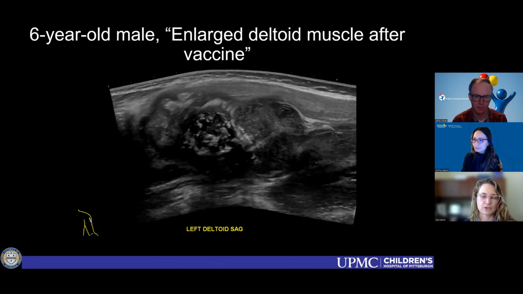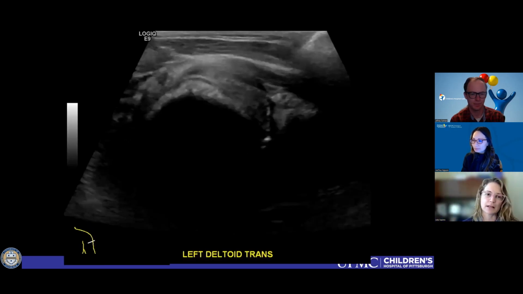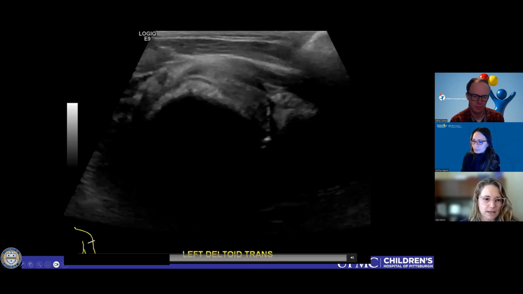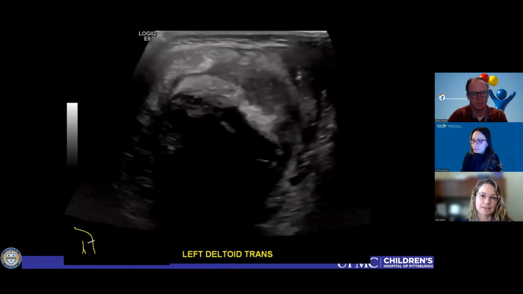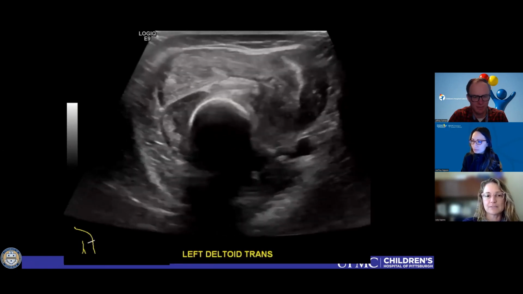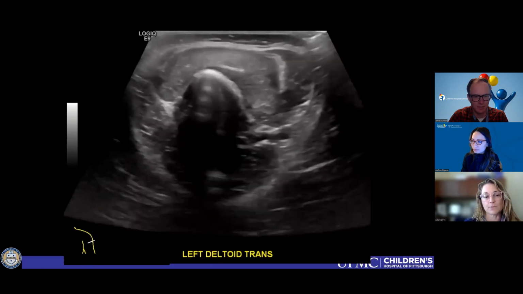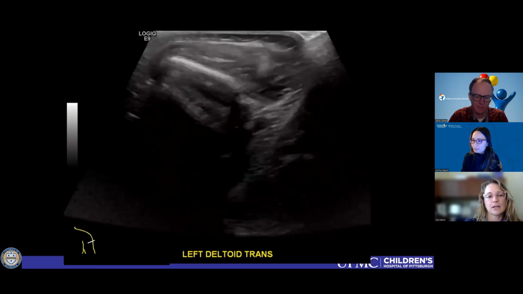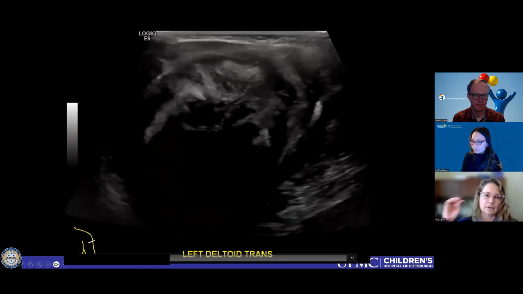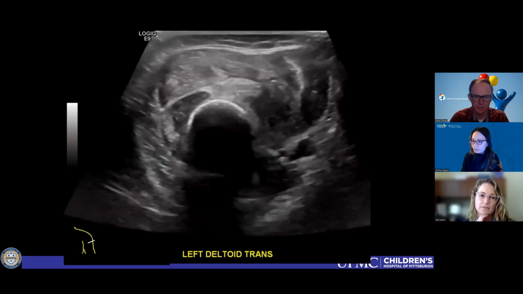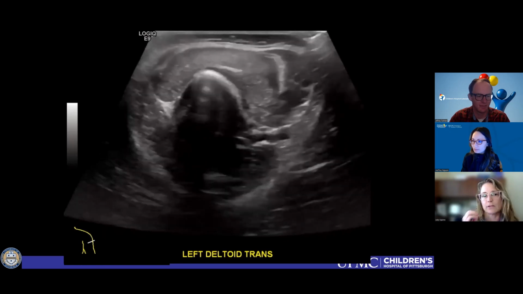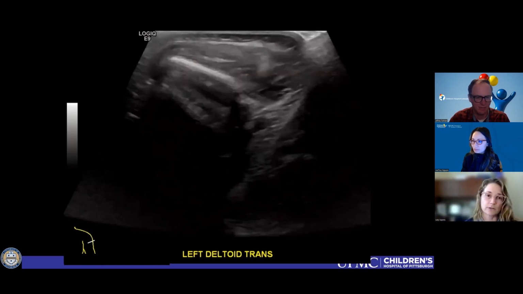But this is super heterogeneous, very large. This is a panoramic field of view to show the extent of this abnormality. Let's see if the cine will play. And you can see, we're going superior to inferior. There is this very heterogeneous lesion arising from the humerus because we're at the level of the deltoid. Going superior to inferior, there's this large mass-like, very heterogeneous appearance arising from that humerus, and it does cause mass effect on that overlying deltoid muscle.